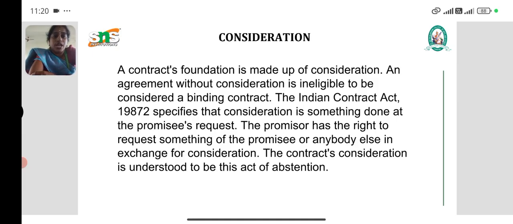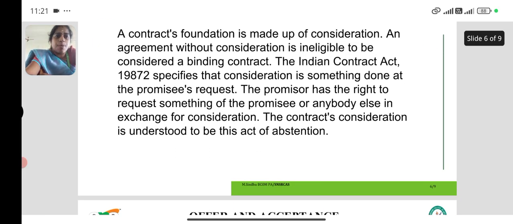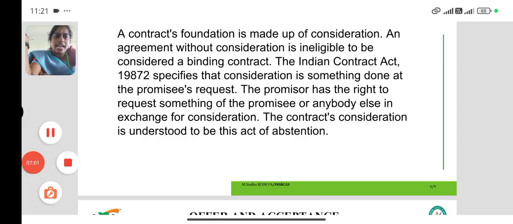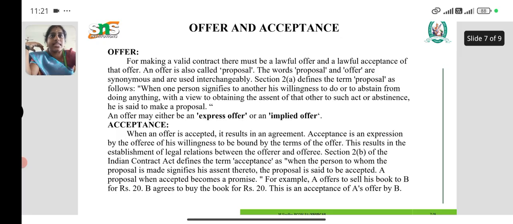A contract's foundation is made upon consideration. An agreement without consideration is ineligible to be considered a binding contract. The Indian Contract Act of 1872 specifies that consideration is something done at the promisor's agreement. The promisor has a right to request something of the promisee or anybody else in exchange for a consideration. Consideration is understood to be the act of abstention, offer and acceptance.